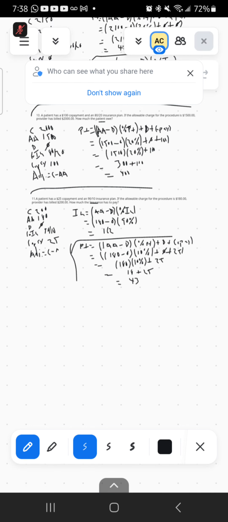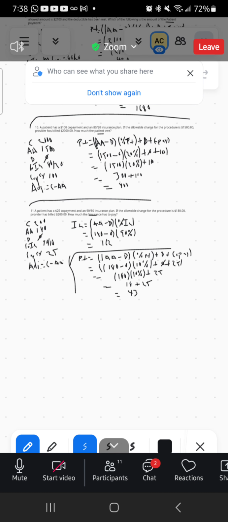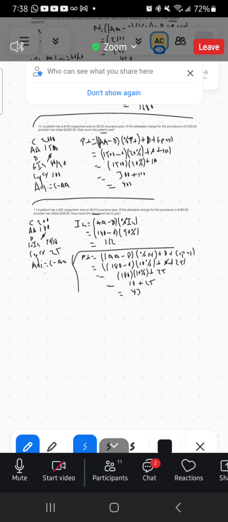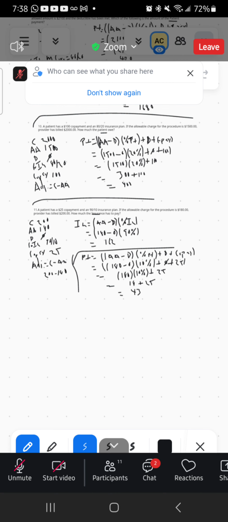Charges minus allowed amount is the adjustment or write-off. $200 minus 180. That's $20.